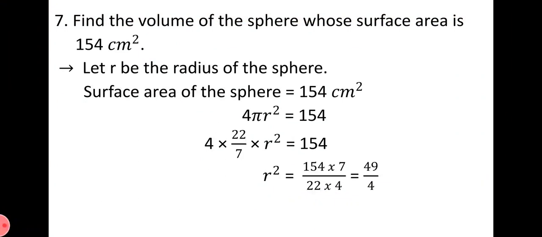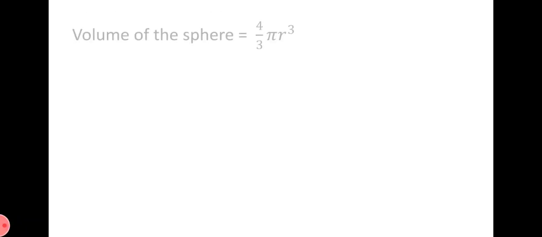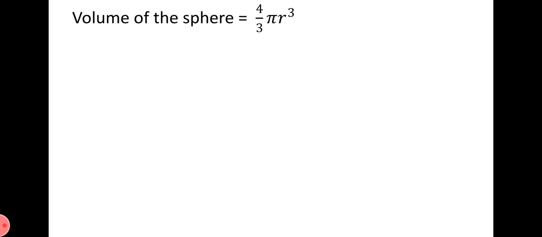Again the value of r will be under root 49 upon 4, that is equal to 7 upon 2 centimeter, because 49 is the square of 7 and 4 is the square of 2. Therefore radius is 7 upon 2 centimeter. Now we use this radius to find out the volume of a sphere. Therefore volume of the sphere equal to 4 upon 3 pi r cube.